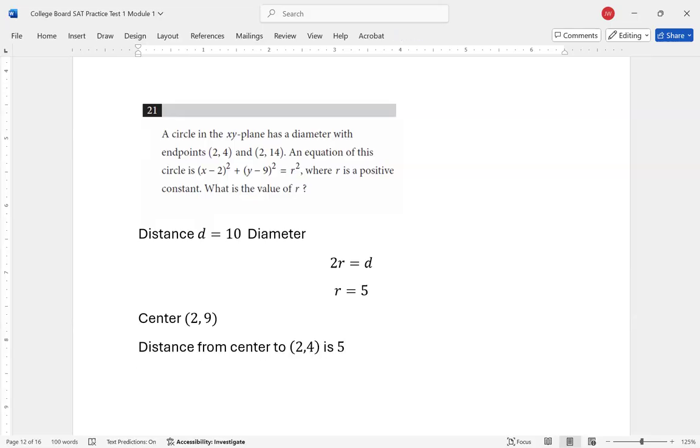And the distance from the center to a point at the edge of your circle, or a point on the circle, is the radius. So therefore r is equal to 5. So either way is perfectly fine. You can measure the distance between the endpoints of a diameter, or you can measure the distance from the center of the circle to an endpoint of the circle. So that's the answer to question 21. r is equal to 5.